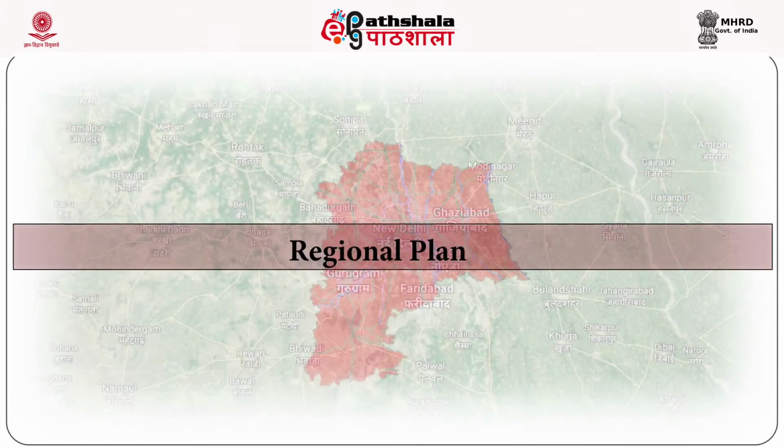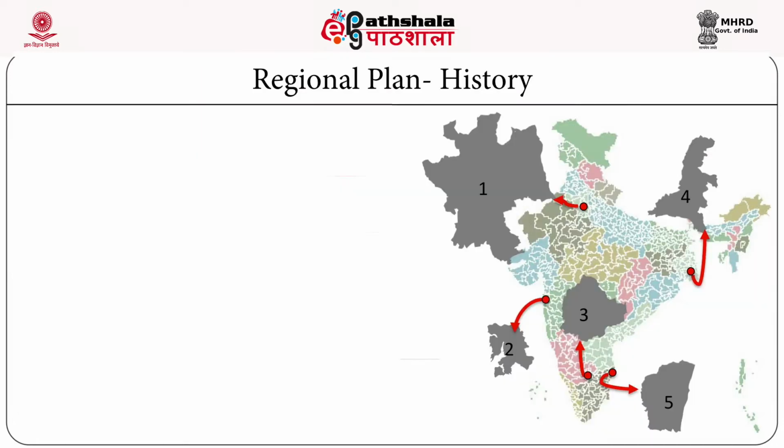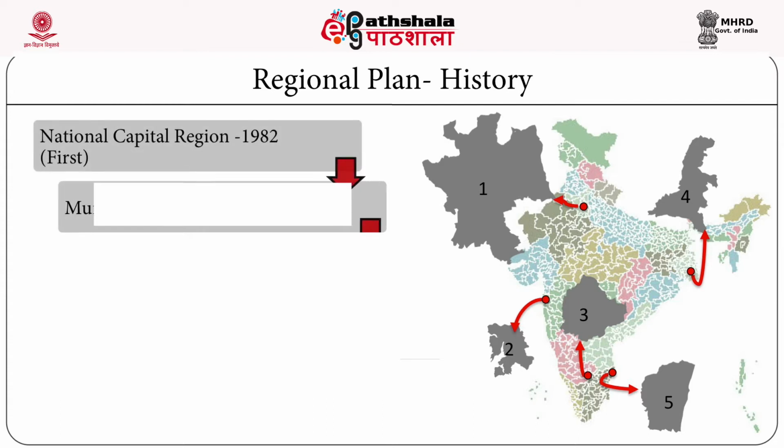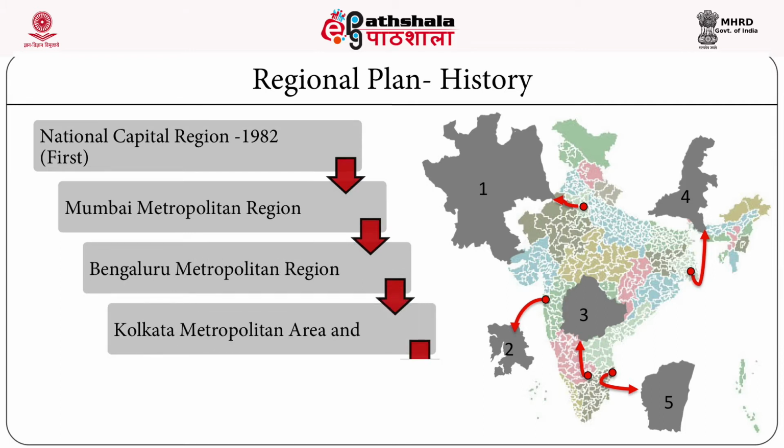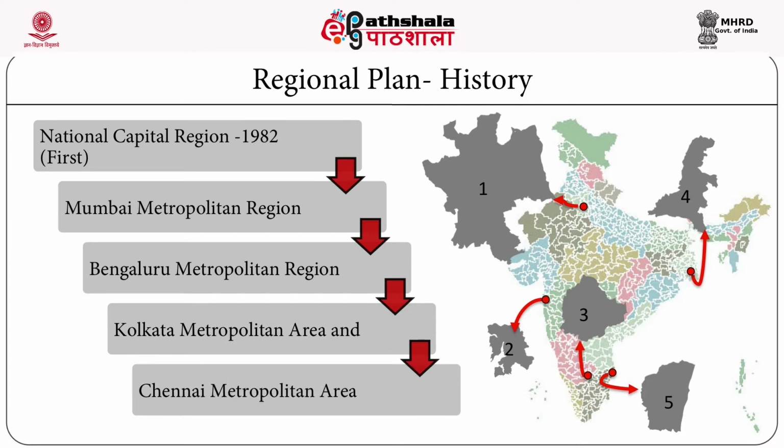So now coming to the regional plan, there have been many regional plans in our country. The first regional plan in our country was the National Capital Region Plan, that is for Delhi in 1982, followed by the Mumbai Metropolitan Region Plan, then the Bengaluru Metropolitan Region Plan, the Kolkata Metropolitan Area Plan, and the Chennai Metropolitan Area Plan.